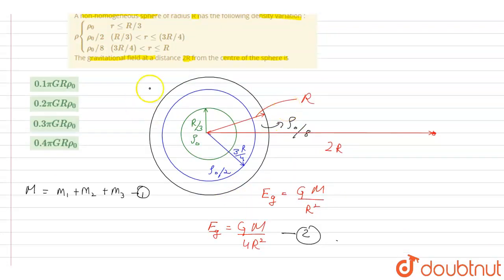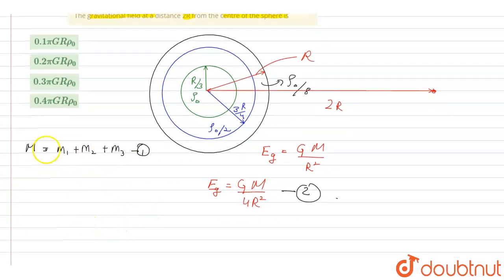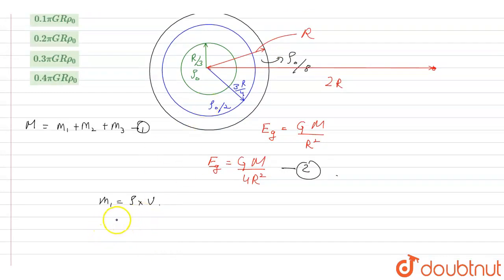To calculate the gravitational field, all we have to calculate is the total mass, that is m1 plus m2 plus m3. Now let us see what m1 plus m2 plus m3 will be. m1, if I write, will be equal to, we know that mass is density multiplied by volume. So for sphere 1 it will be equal to the density rho naught multiplied by the volume of a sphere, which is given by 4 by 3 pi r cube. That means 4 by 3 pi, and in this case the radius is r by 3, that means r by 3 whole cube.